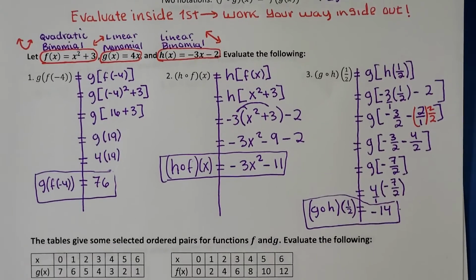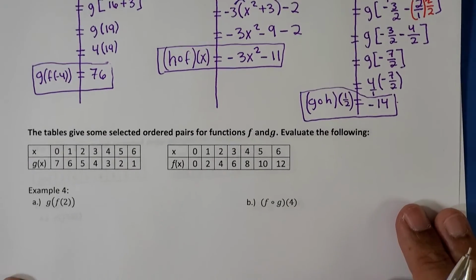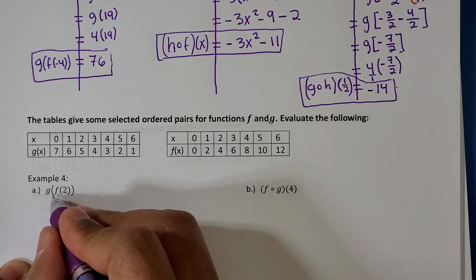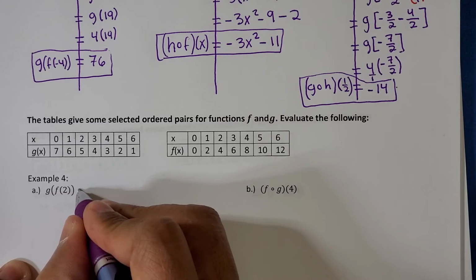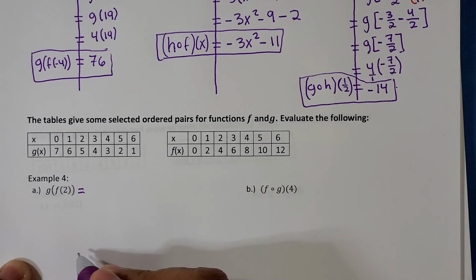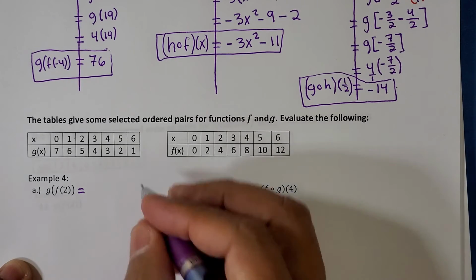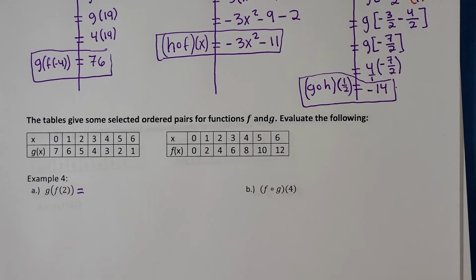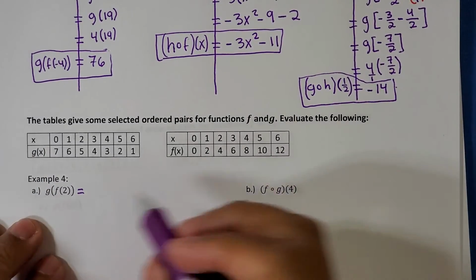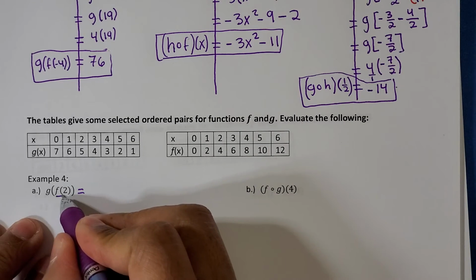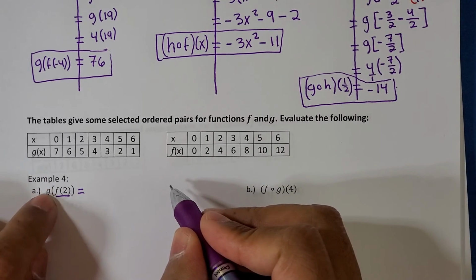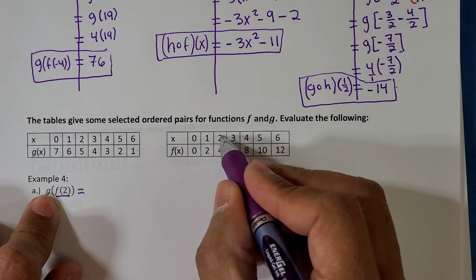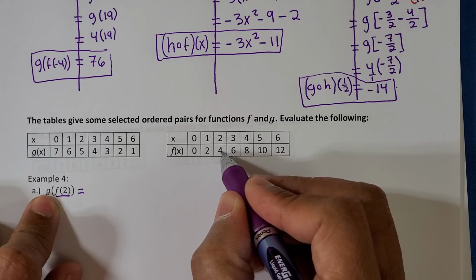Let's go on to the next and last two examples. So on this example here, I have g of f of 2. So then this is going to be the same as g. I'm looking at the function g. Okay, so for this one, don't forget we evaluate the inside first. So I'm looking for f of 2. So this is f of x, and where x is 2, I see that f of x is 4.